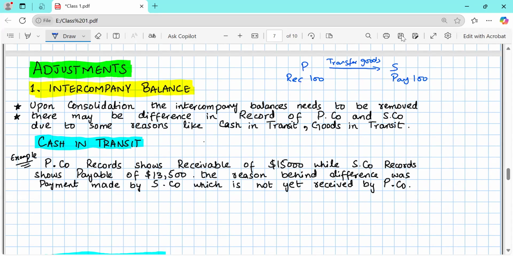But sometimes the receivable and payable figures will be different because of reasons like cash in transit and goods in transit. It means your balances will not match. Let's say receivable will be 100, payable will be 70, for example. So in such a situation, first you have to correct the adjustment, balance the figures, match the figures, and then remove them from the main format. Now, how to do that? Let's understand this with the question.